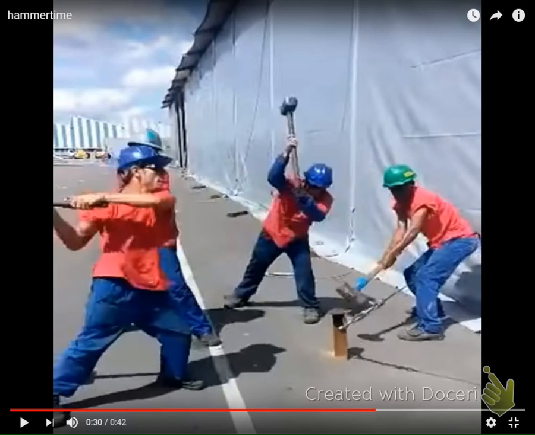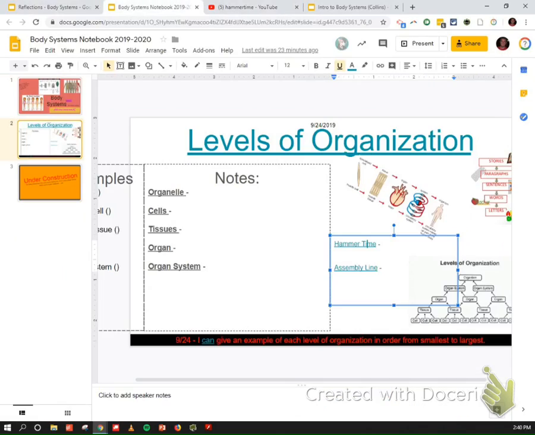All right, so this would be like what? Well, we just talked about those different things. These would be like cells all doing the same thing to reach a goal, so this would be individual, 4 different cells making up tissue. Do y'all see that? They're doing the exact same thing. That's contrasted with this assembly line.